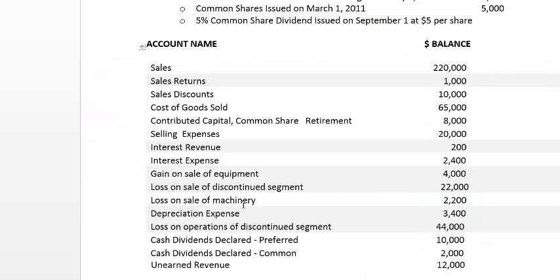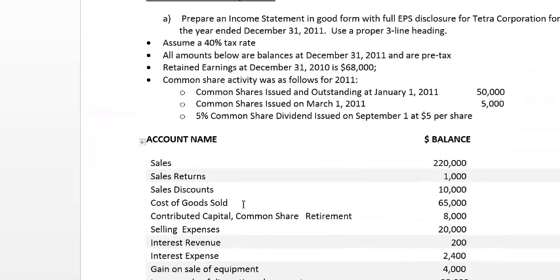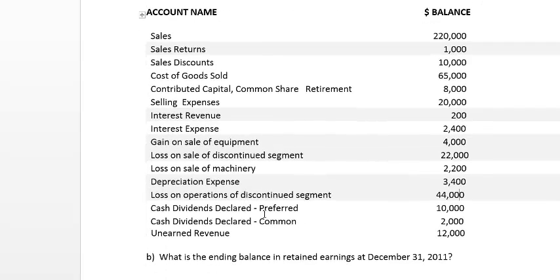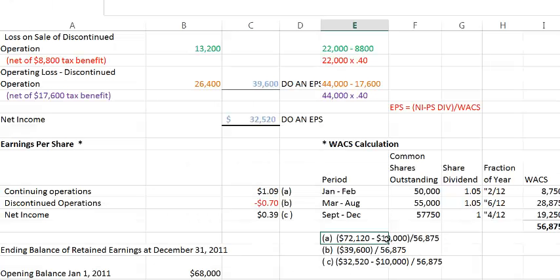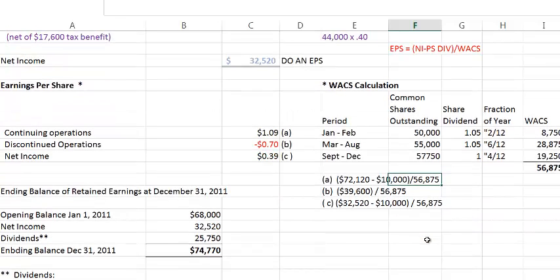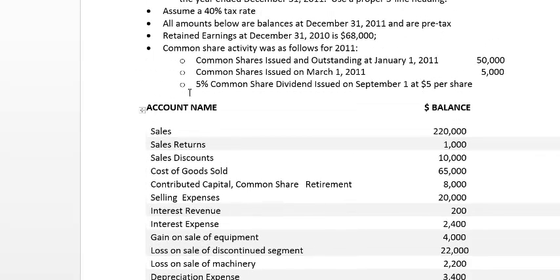So go back to the question. Do we know what the preferred share dividends were? Sure we do. Although they're not on the income statement, we know we declared some. It was $10,000. So I'm going to use that in my numerator and then divide it by my WACS. How did I get my weighted average common shares? Well, I went back to the question. The question told me my common share activity during the year.